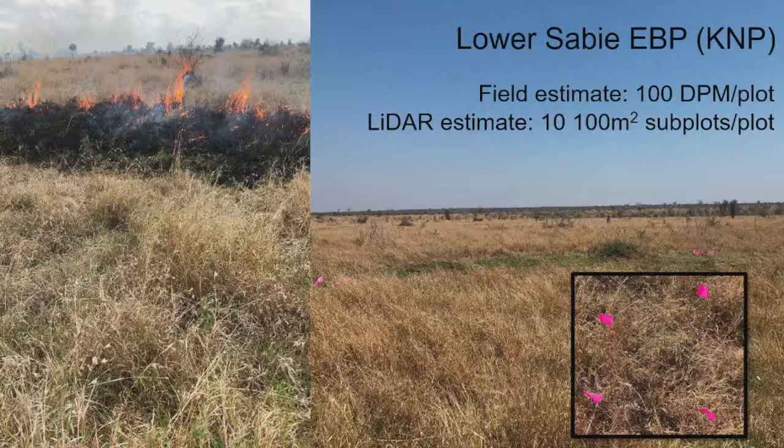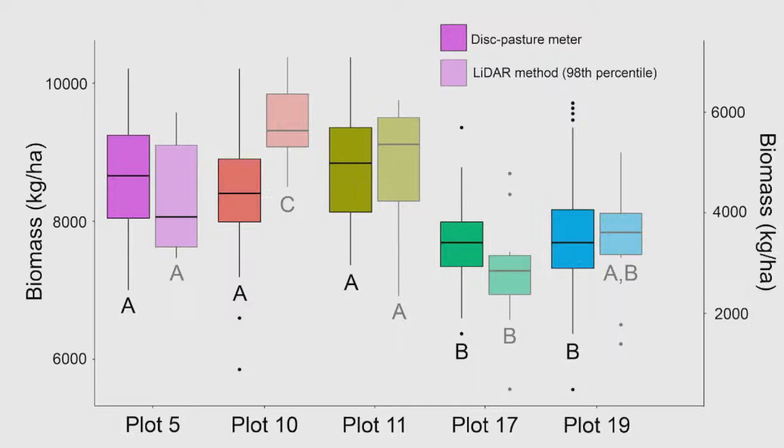The second example that I'll just talk through quickly is from Lower Sabi. These are the experimental burn plots. We used the same field collection methods here. These are what the quadrats look like with the flags in the corners. You can get a sense for that. And then similarly, we estimated LiDAR in 10 100-meter subplots per plot here.